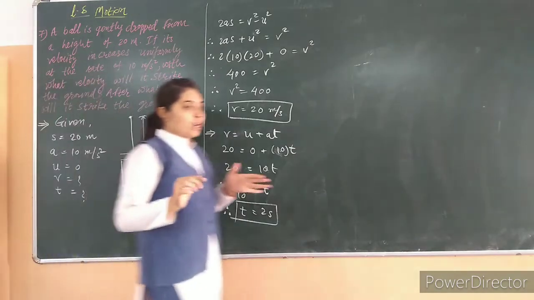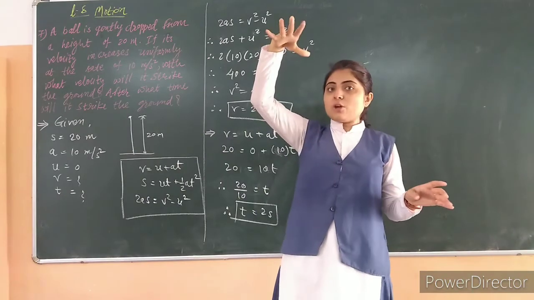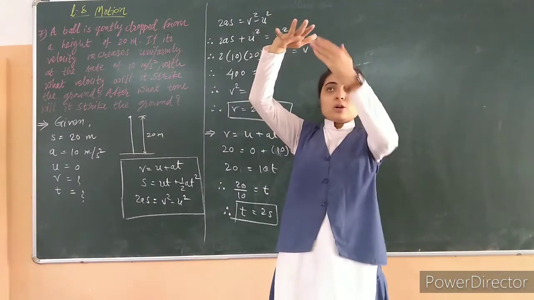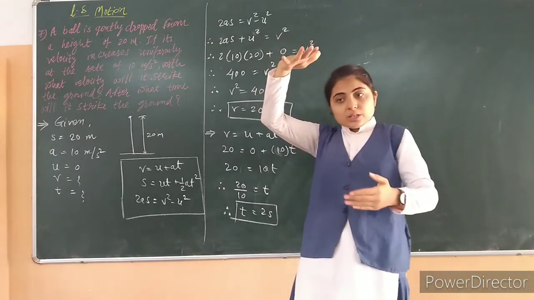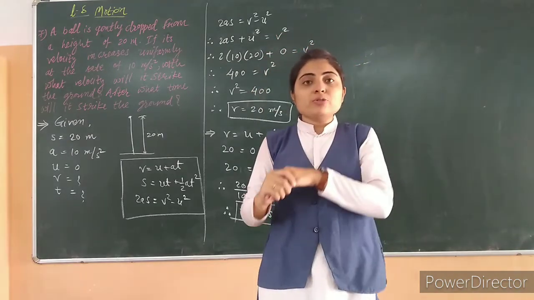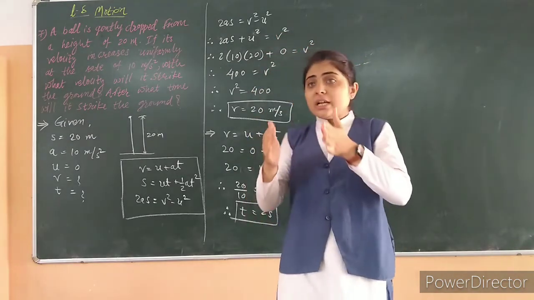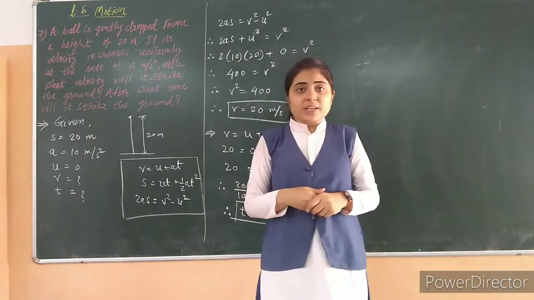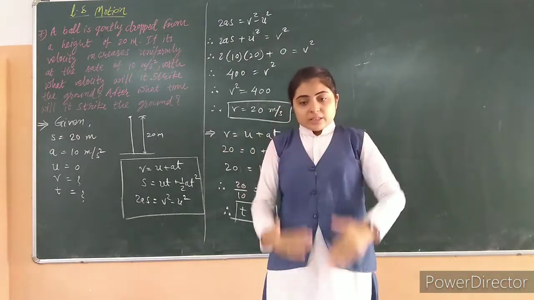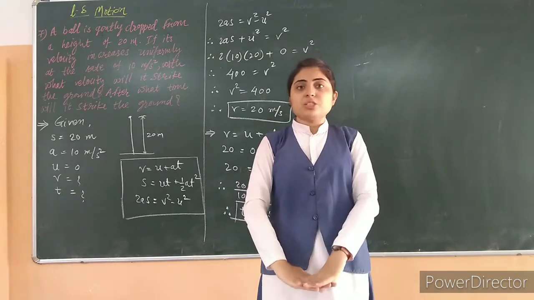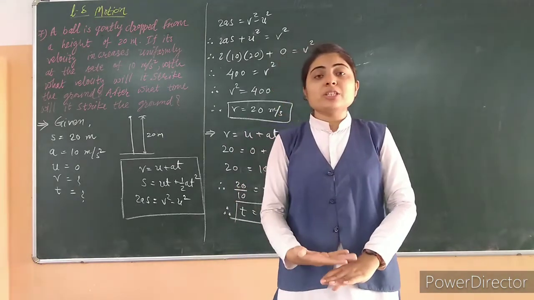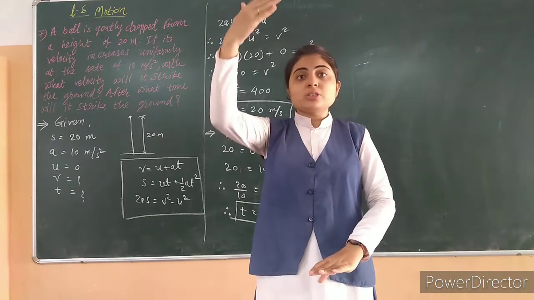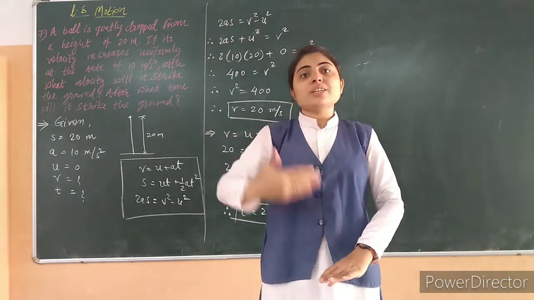So we need to find this: a ball is gently dropped from 20 meters. That ball will fall down. On downward motion, its velocity increases at the rate of 10 meters per second square. After some time it reaches the ground. At that point the velocity will be maximum, because on downward motion the velocity increases.